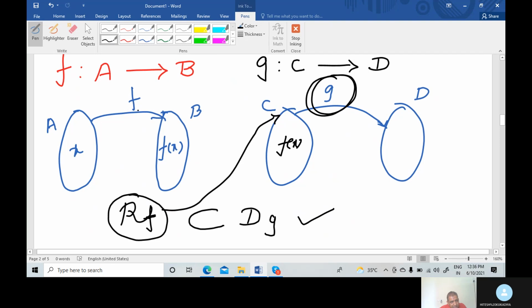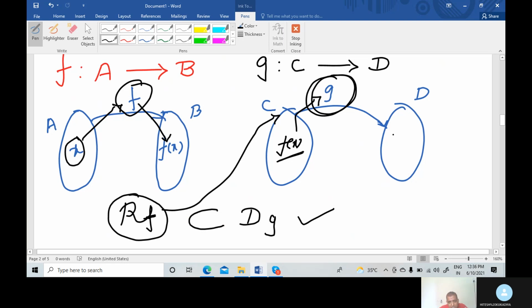Our concept is what? Again, repeat. Here, in the function f, you can put the value of x. We get the answer f(x), right? It is called the range. Now check your answer. All the values of the range are a subset of the domain of g. If yes, then the f(x) value is put in function g.